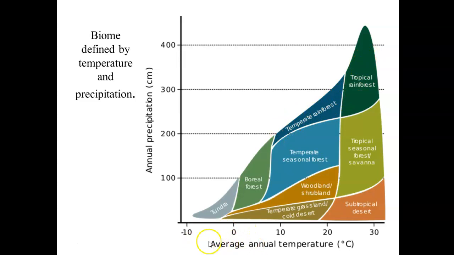And then here we have temperature. So here's below freezing, minus 10 degrees centigrade average. Here's freezing, 0 degrees, and then working its way on up here. And these are average temperatures. So that means we can go above and below these values as we work our way through the year.